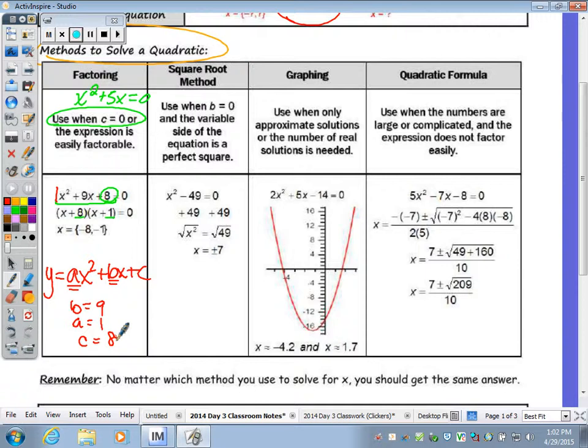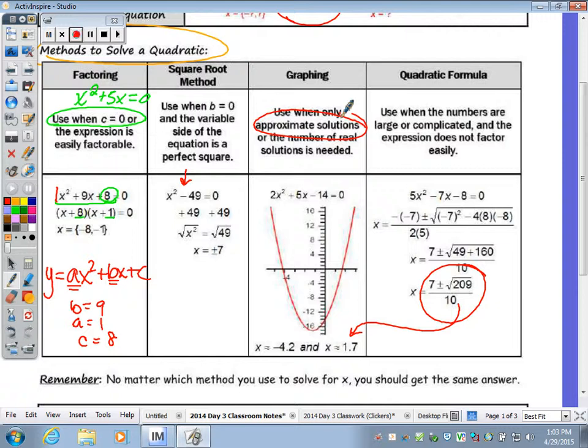Now, if you have your b value equal to 0, so there's no x term here, it's really easy. You can still factor x plus 7 times x minus 7, but it's easier to use the square root method. When you have approximated solutions, so from this answer here in the quadratic formula, you could get the equivalent decimals. But when you solve by graphing, again, you're looking at the x-intercepts. You don't necessarily need to use it only when you have approximate solutions. You can use it all the time to check.